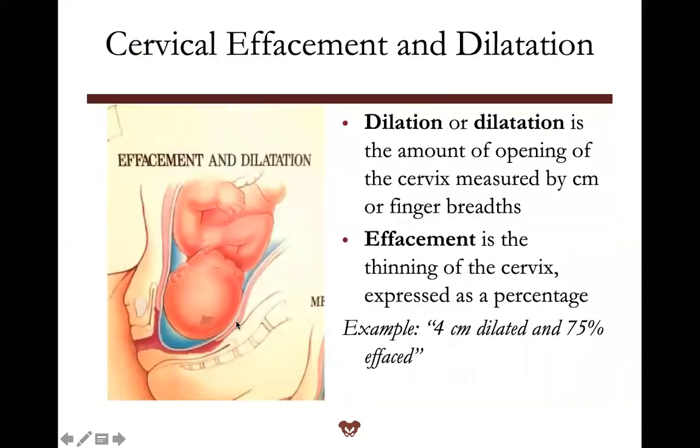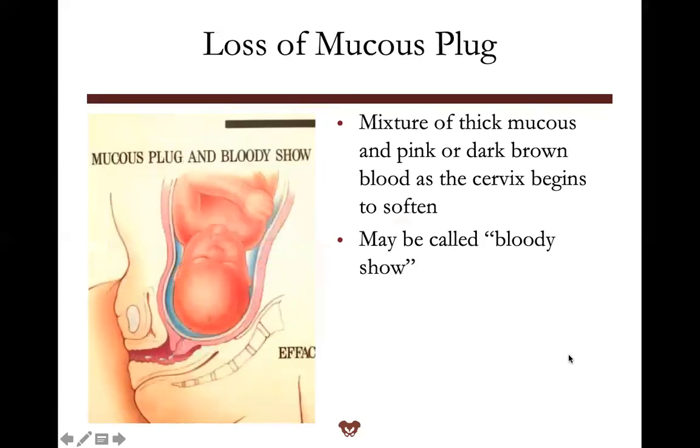And we can see here how this becomes sort of that thin pancake and it becomes very wide in the opening. And so you'll hear it expressed as centimeters and percentages. So 4 centimeters dilated and 75% effaced is an example of what you would hear. When a woman is fully dilated and fully effaced, she would be at 10 centimeters dilation and 100% effaced.